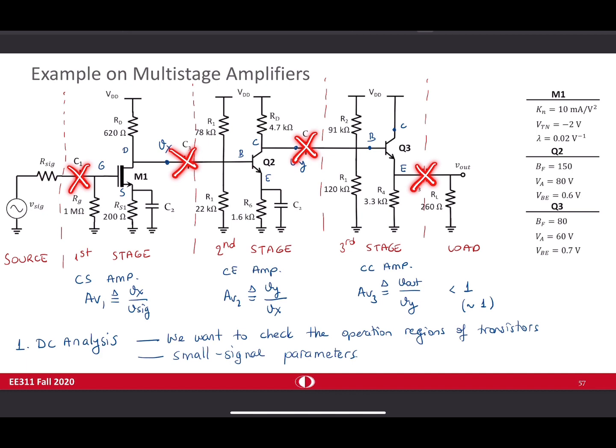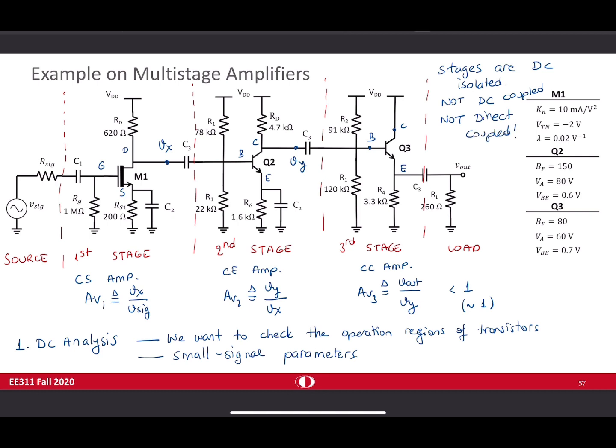So this amplifier is not DC coupled, or stages are DC isolated, or not DC coupled, or not direct coupled. Okay.